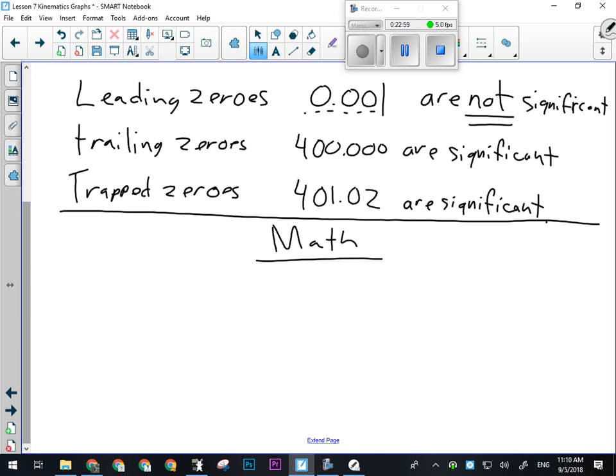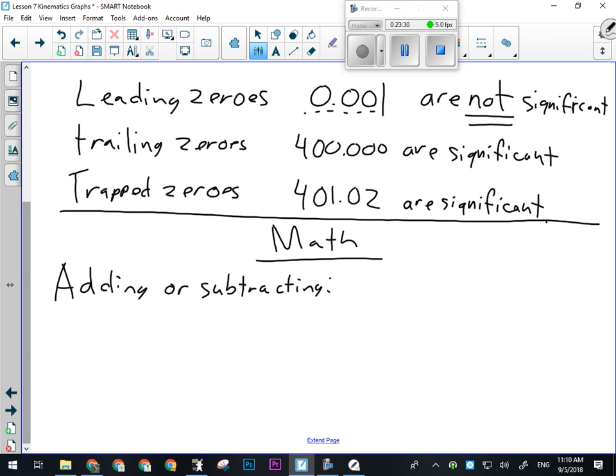Okay, doing math with significant figures. It depends on what kind of mathematical operation you're doing, because it affects significant digits differently. If I'm adding or subtracting, I have to go by the decimal places. I simply can't gain decimal places or gain accuracy by doing addition or subtraction.